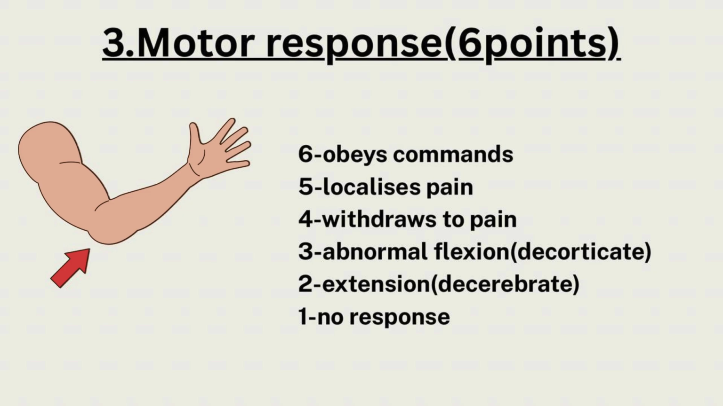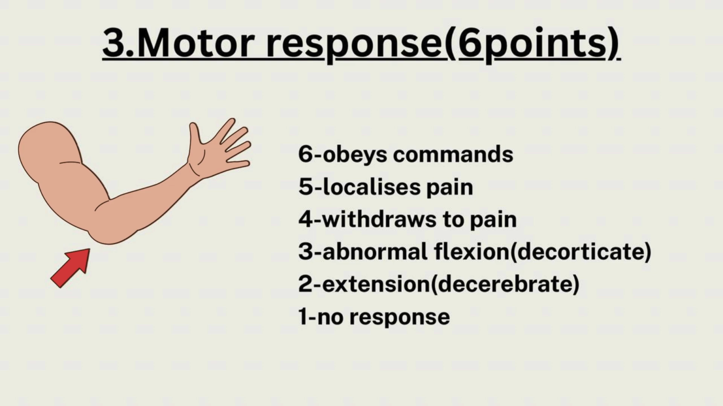The score 4 is given when the patient withdraws to pain. Score 3 is given when the patient shows abnormal flexion, that is decortication. Score 2 is given when the patients show extension, that is decerebrate. And the score 1 is given when the patient shows no response.